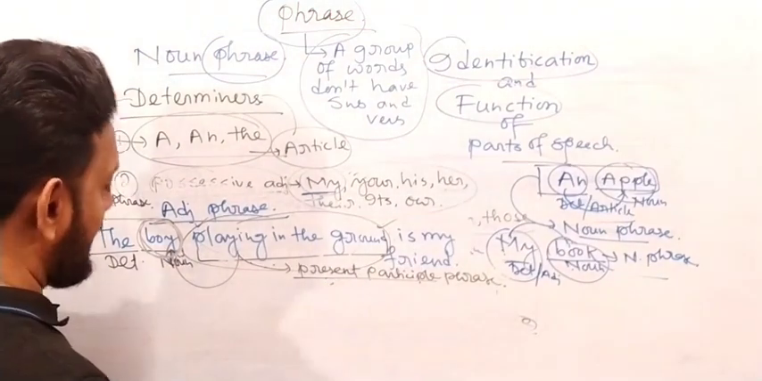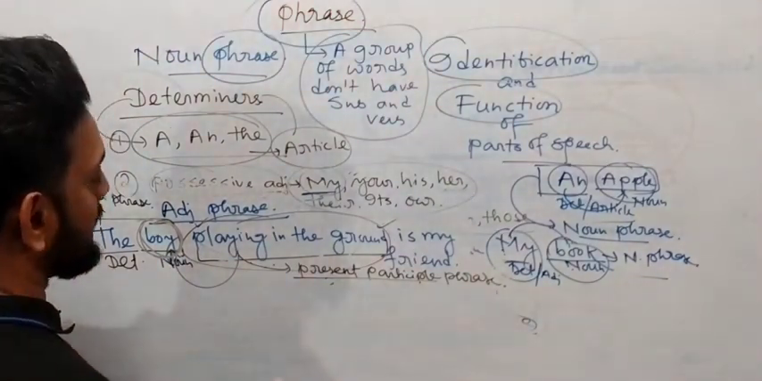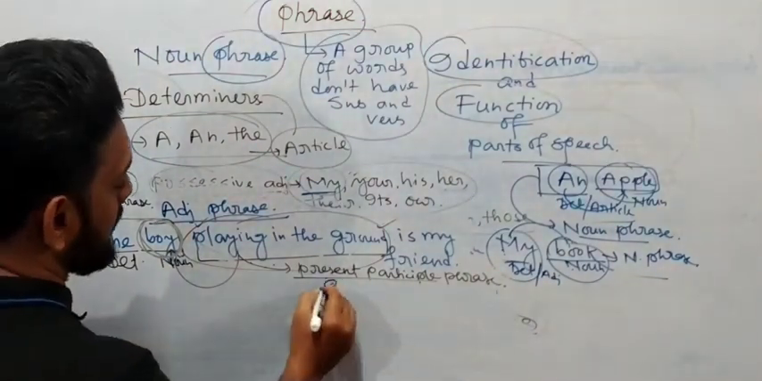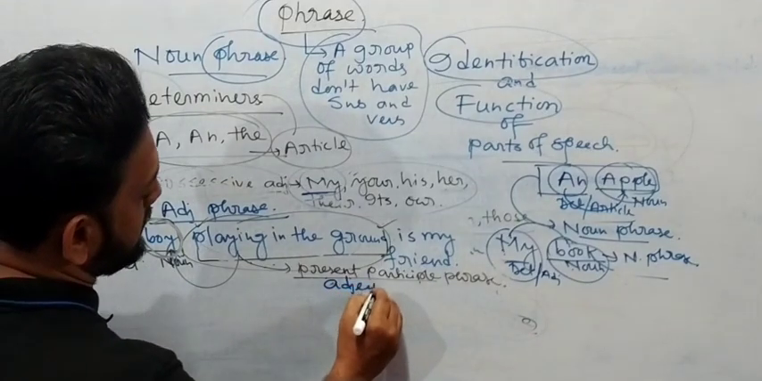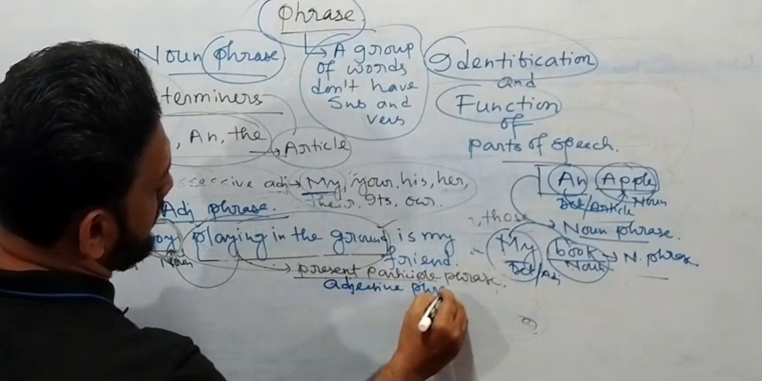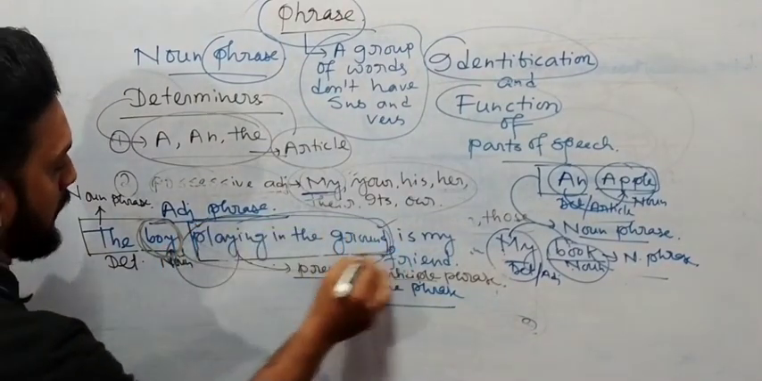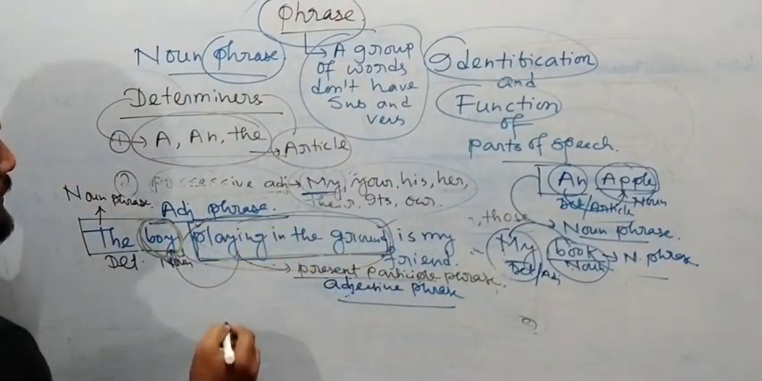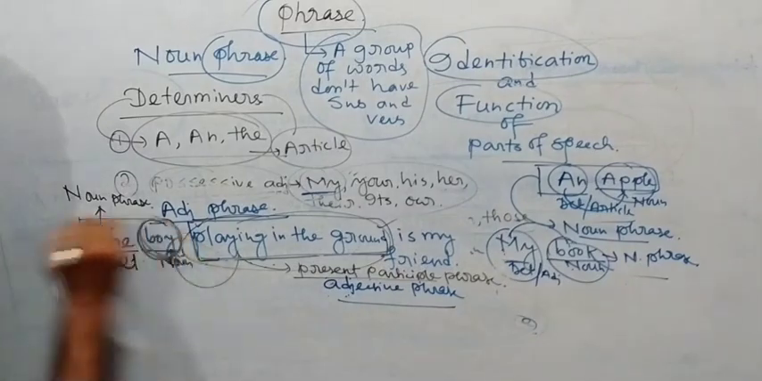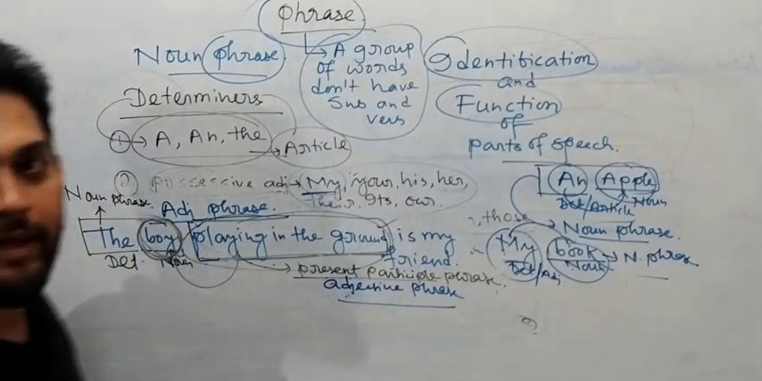What? Acting as an adjective phrase right now. Why does it act as an adjective phrase? And why does it act as an adjective from playing to ground? It acts as an adjective phrase because it comes for this noun. Got it? Yes or no?